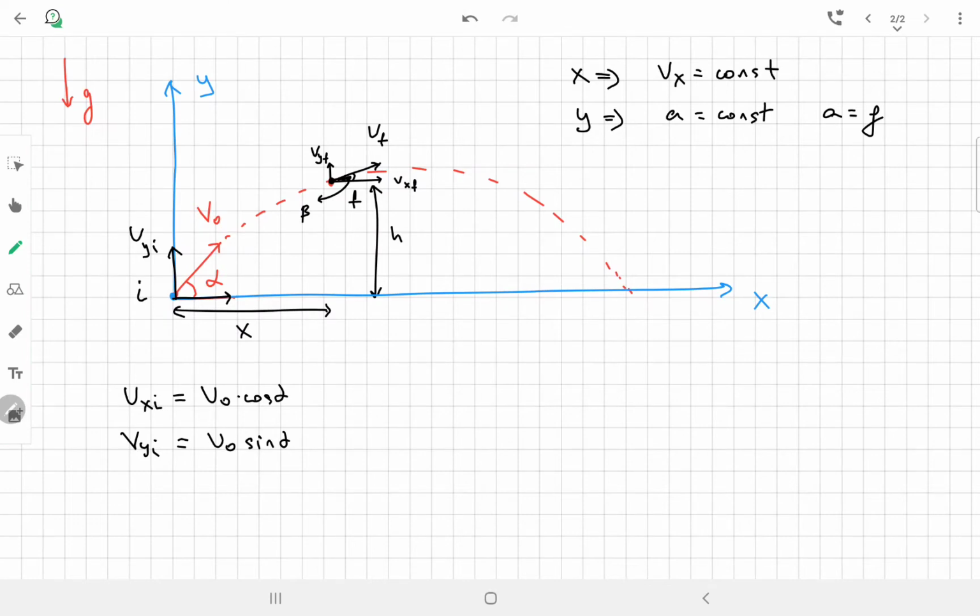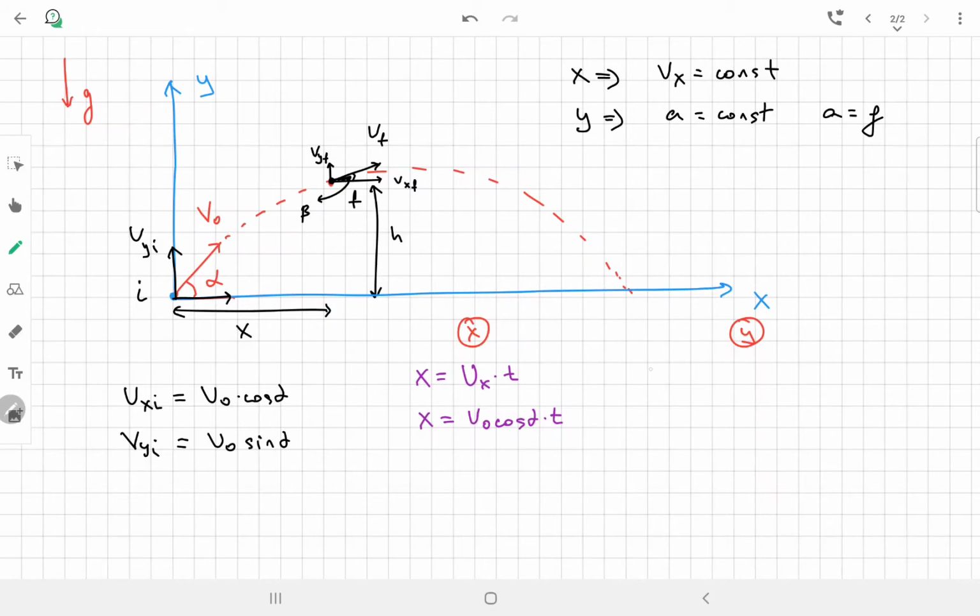Okay, let's write these equations. For the x direction, x equals Vx times time. Vx means velocity in the x direction, which is v0 times cosine alpha times t. So we have only one equation in the x direction. And let's come to the y direction, the vertical direction. As we said before, this is motion with constant acceleration, so we need to write three equations. Let me write them quickly.